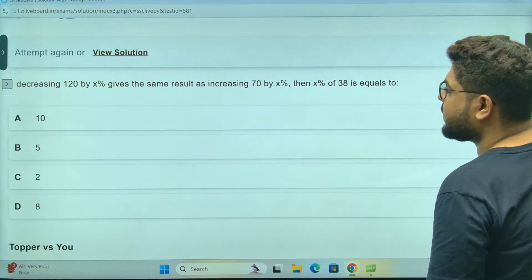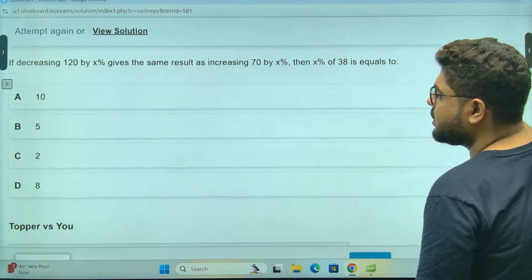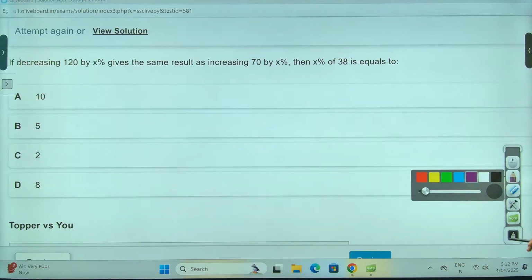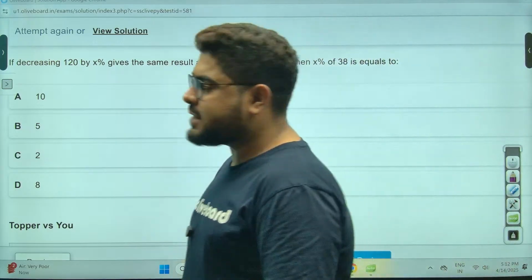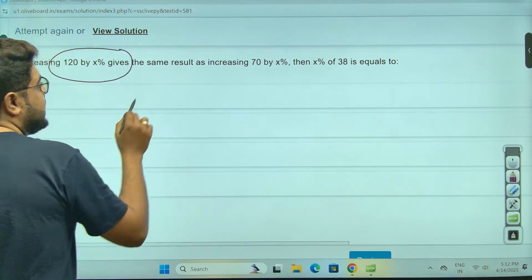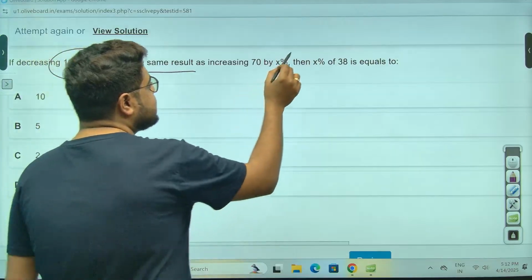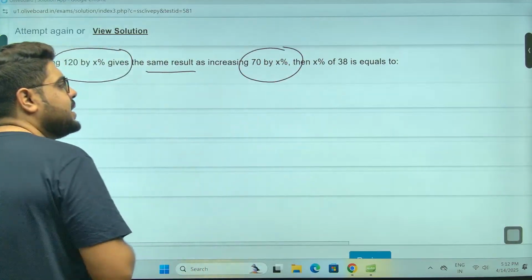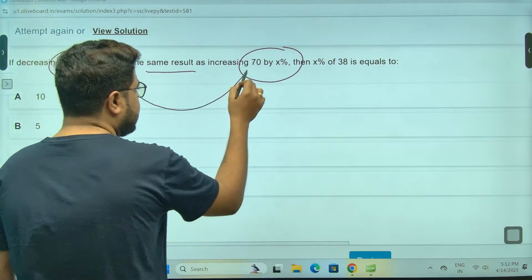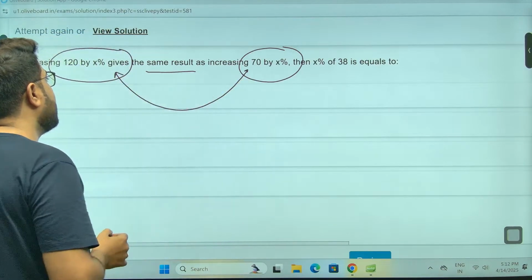So second question. I hope everybody can see this. Right, sir? Next question. If decreasing 120 by x% gives the same result as increasing 70 by x%, then whatever. So ultimately from this relation, I need to figure out the value of x.